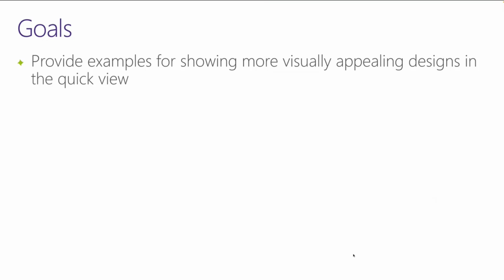Okay, so what are some of the goals of the project? Before I dive in and start showing it, the first thing we wanted to do was make sure that we provided examples to show visually appealing designs in the quick view. A lot of them, especially when ACEs were first available, were very, very stark. They were black text, white background, a few icons. So we really wanted to up the design level game and provide some more references for you to use in your designs.